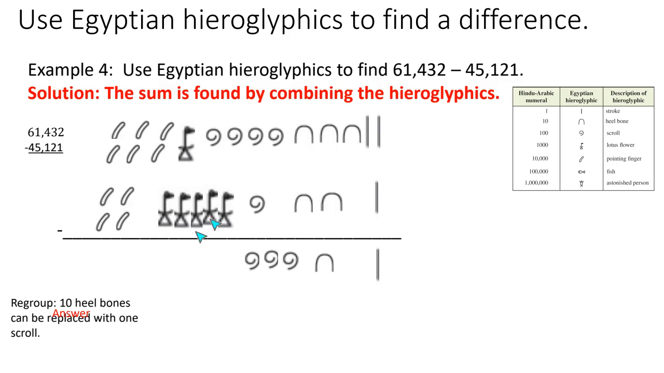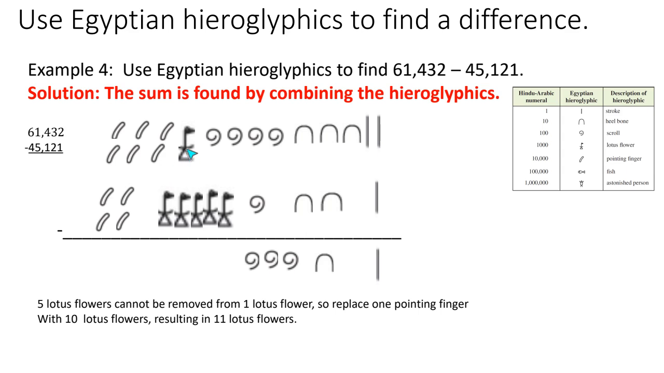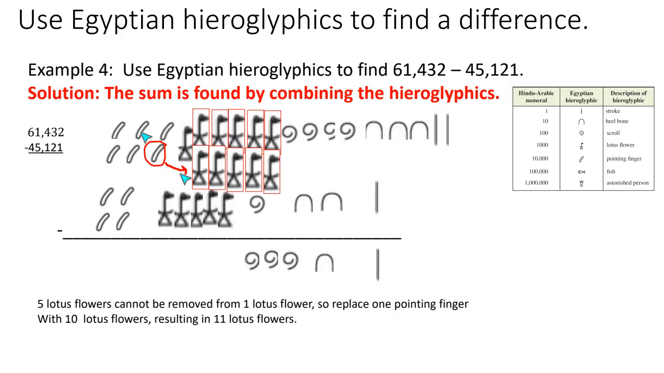So what we need to do is regroup. Let me go to the next slide. Okay, so since I don't have enough flowers to remove 5 of them, what I can do is take one of these pointing fingers and change it for flowers. So one pointing finger, I can replace it with 10 of these flowers. It's going to look something like this. I'm going to take this finger here and regroup it so that I have 10 of these flowers.